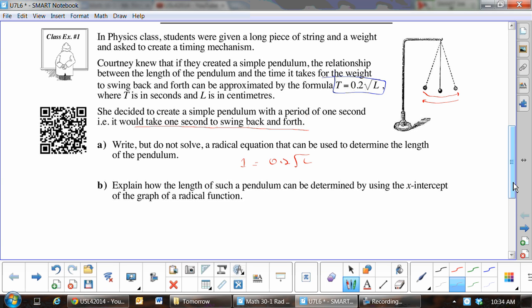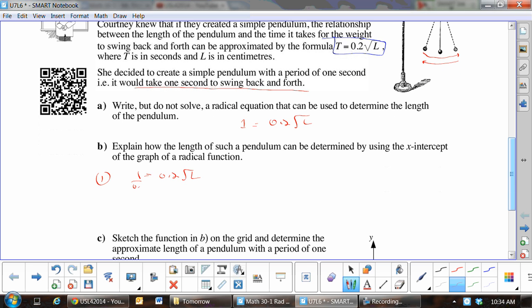There are 3 ways to solve this. Let's get them all. How would I bring the 0.2 over? I would divide by 0.2. So let's do it this way. The first way: 1 equals 0.2 root L. Then I would divide by 0.2, and I would get 5 equals square root L. Then I would square both sides, and I will get 25 equals L. That's one way.